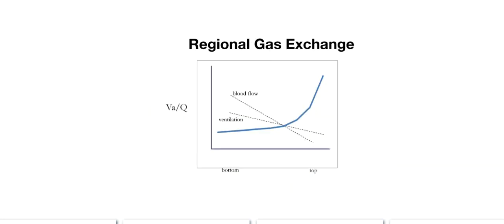Now, our VQ ratio. V is your ventilation, Q is your perfusion. What do you notice about the pattern between blood flow and ventilation from the base of the lungs to the apex?